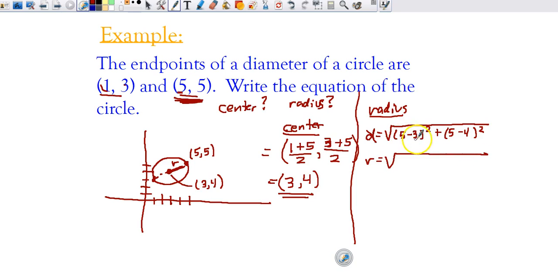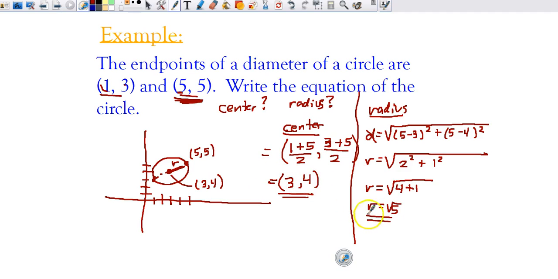That's going to be 2 squared plus 1 squared. And again, you can use your calculator if you want to, but I find just breaking this up individually gives you a little bit more accuracy in your answers. So that's going to be the square root of 4 plus 1. 1 squared is 1. So the radius is the square root of 5.